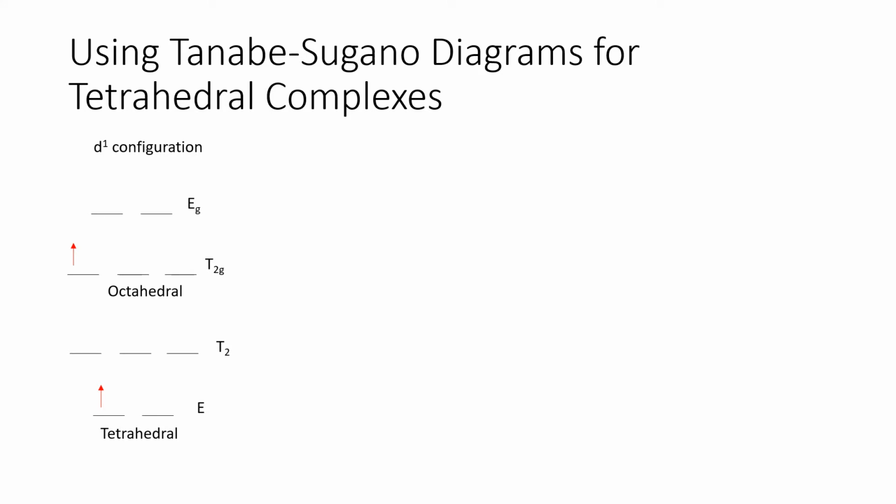So far, the use of Tanabe-Sugano diagrams has been restricted to octahedral complexes. That's typically how these things are designed and posted. But it's possible to also use these for tetrahedral complexes. And so we're going to just look at one example here of what happens if we have a D1 electron configuration, right? So in an octahedral complex, of course, the one electron is in the lower lying T2G orbital. And for tetrahedral complexes, it lies in what's called the E orbital instead, right?